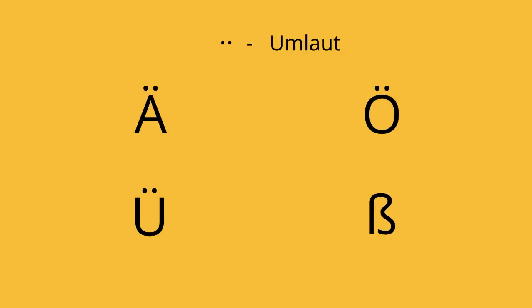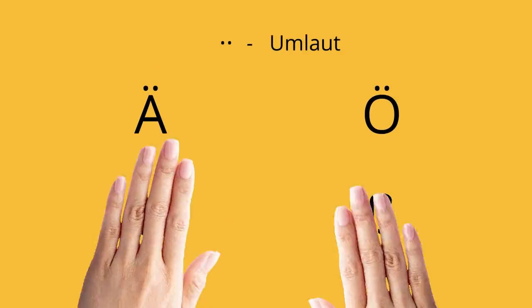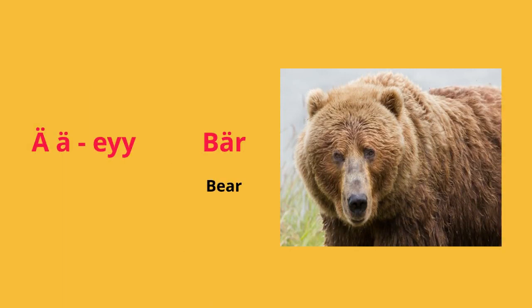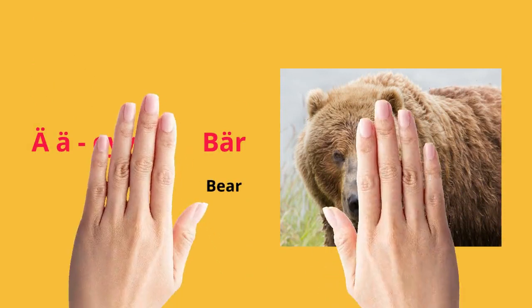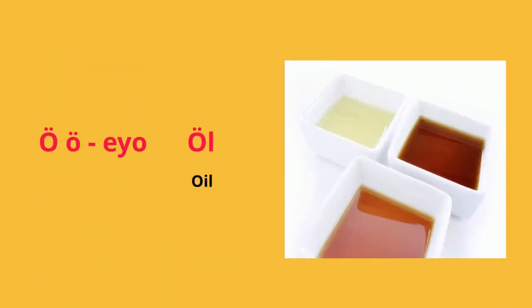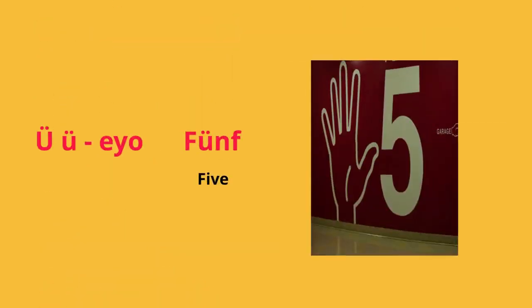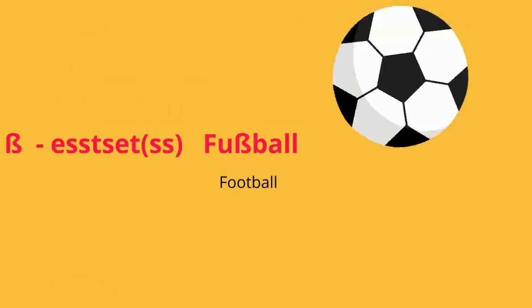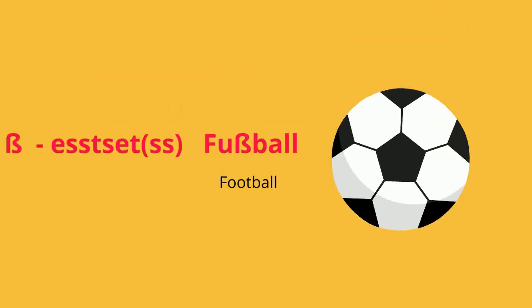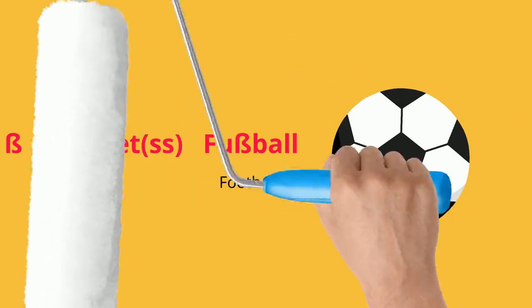Out of them, 3 letters are with 2 dots, and the 2 dots are called umlaut. Ä, Bär. Ö, Öl. Ü, Füße. And ß, Fußball. The pronunciation of ß is like double S in English.